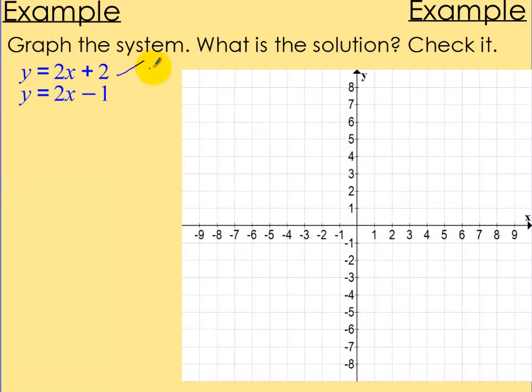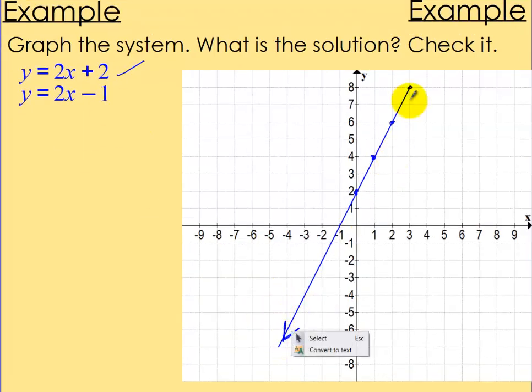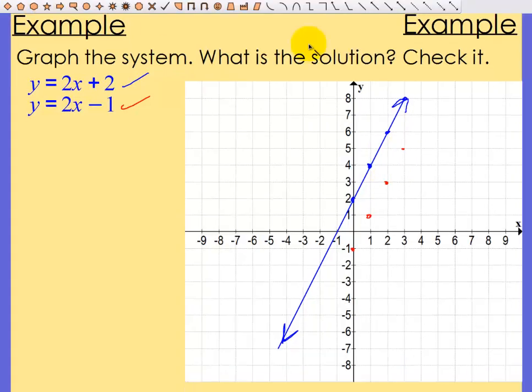Okay, graph the top one first. So y-intercept's 2, up 2 over 1. I'll plot a few more points, up 2 over 1, and draw my perfectly straight line, just like that. And then I'll draw my arrowheads. And now the next one, I'll do this in red. So y-intercept's -1, and I go up 2 over 1, up 2 over 1, up 2 over 1. Maybe you can already see what's going to go on. And I'm going to draw my line, a perfectly straight line going like this.